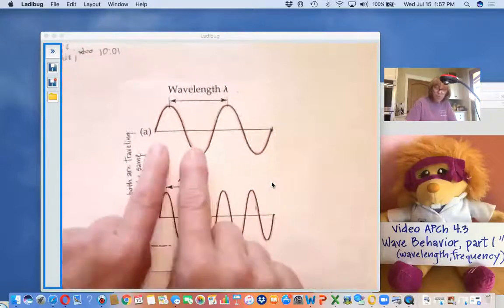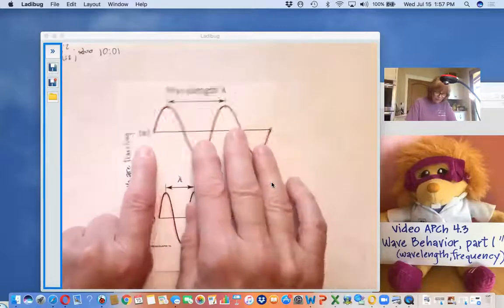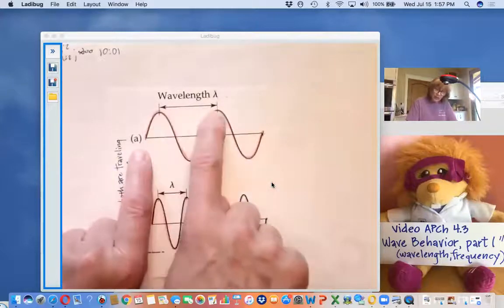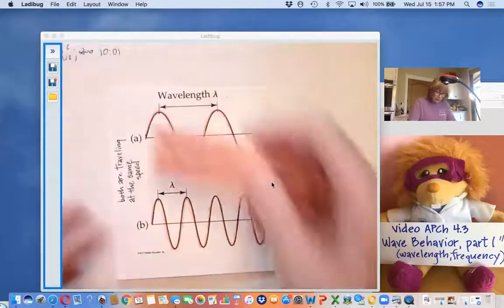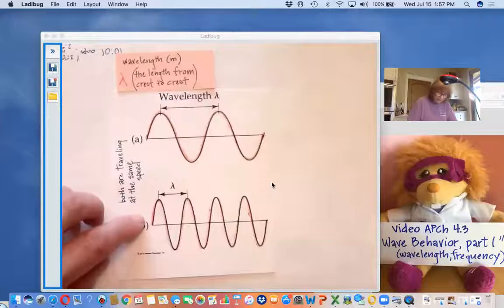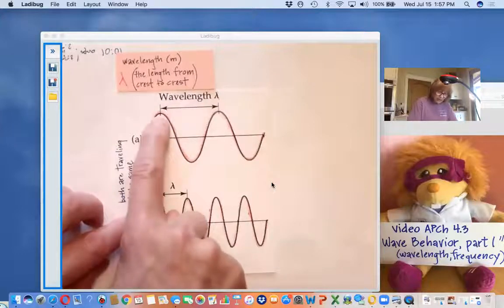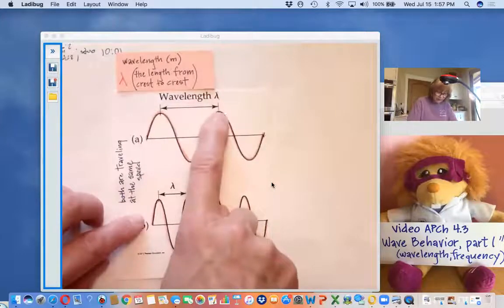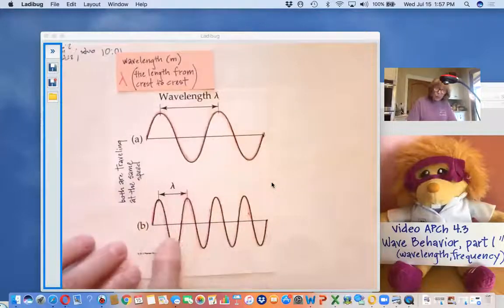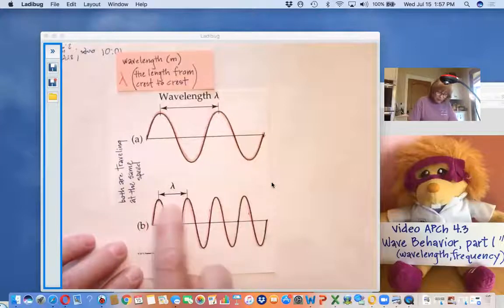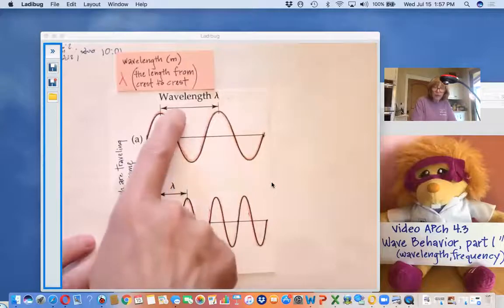In the top picture, I'm representing a wave, and I'm showing you here its wavelength, which again is defined as the distance from crest to crest. So here's the crest of a wave and the adjacent wave. Here is its crest, and that physical distance is the wavelength. In my second wave down here, you can see the wavelength is shorter because the waves are closer together. So from crest to crest, this wavelength is shorter than this one.